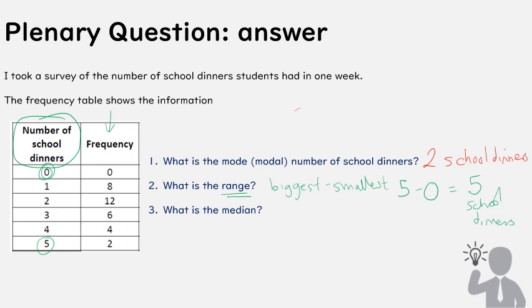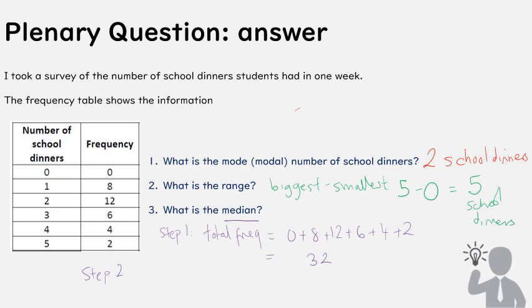Good. Moving on to the very last one. Last one is median, which is the tricky bit. Okay, so remember each of our steps. Step 1 is we find the total frequency. So we add up the frequency column. So 0 plus 8 plus 12 plus 6 plus 4 plus 2. Excuse me, 32.